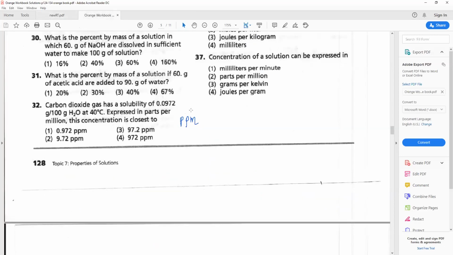So let's write, what is the mass of your solute? Well, your solute is 0.0972 times a million, over the total solution, which is 100 grams of water plus 0.0972 grams. And that is going to give me approximately 971 point something, and the closest one is 972 parts per million, ppm.